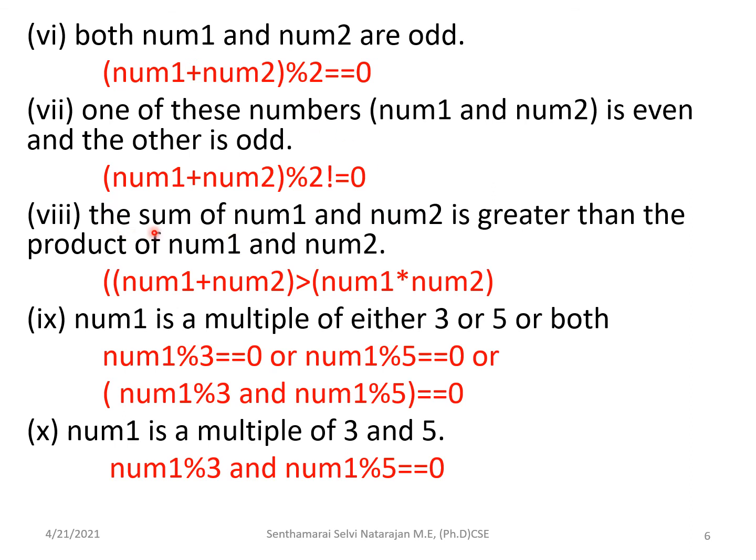Then, the sum of num1 and num2 is greater than the product of num1 and num2. So num1 plus num2 greater than num1 asterisk num2. Num1 is a multiple of either 3 or 5 or both. So either 3 or 5 or both. I have checked all these conditions based on this modulo division. Num1 is a multiple of 3 and 5. So here I have specified it with the AND operator.